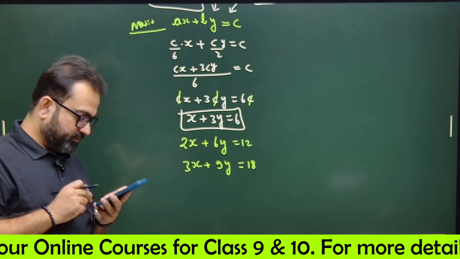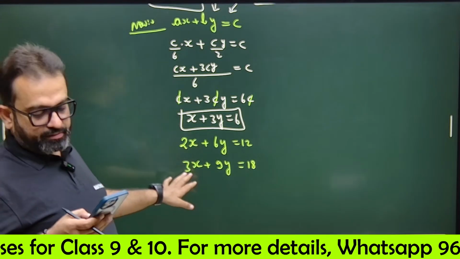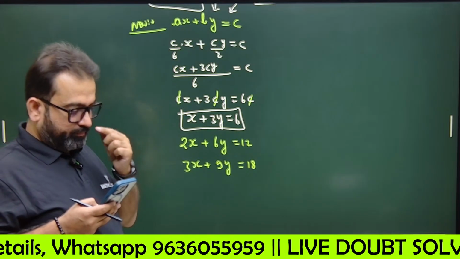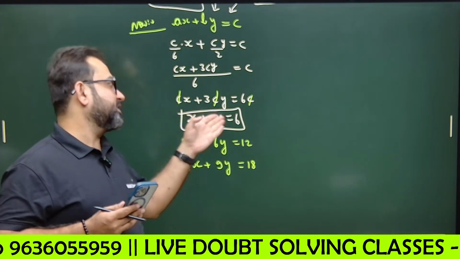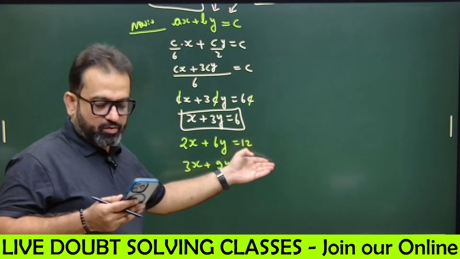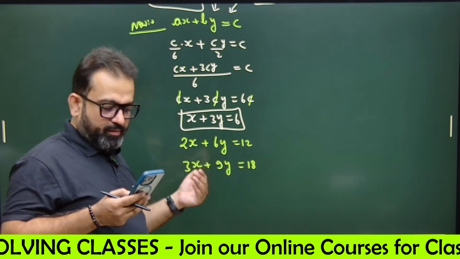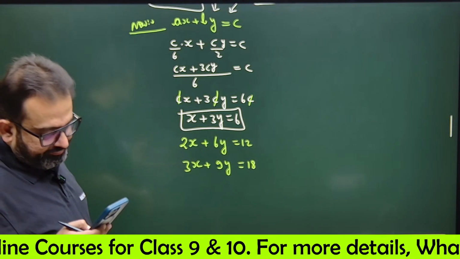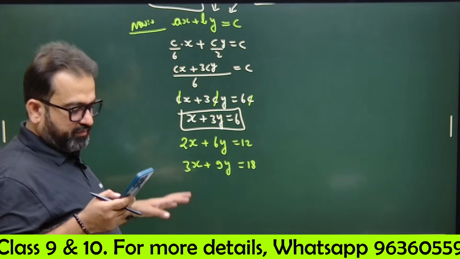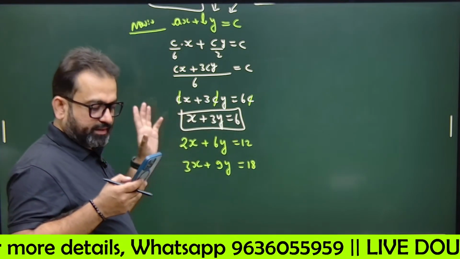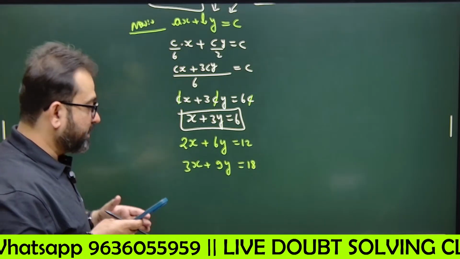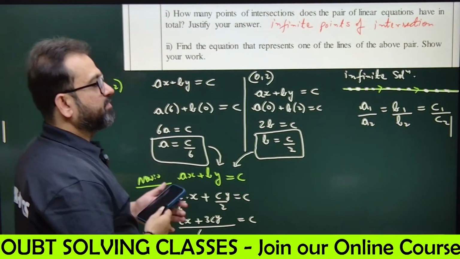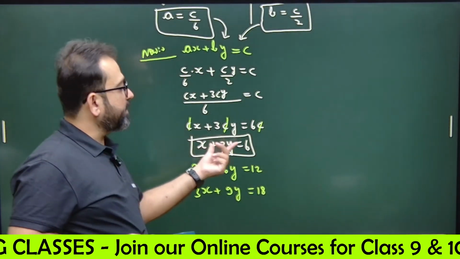Now can you see? There are infinite number of lines possible. Yes or no? Obviously, if this is x plus 3y equal to 6, then 2x plus 6y equal to 12, right? There will be so many answers for this particular question. So the first basic equation will be x plus 3y equal to 6. Sorted? What does the question say? Question says find the equation that represents one of these lines. One of these lines you can write like this.